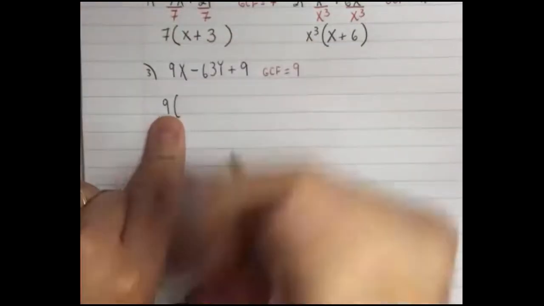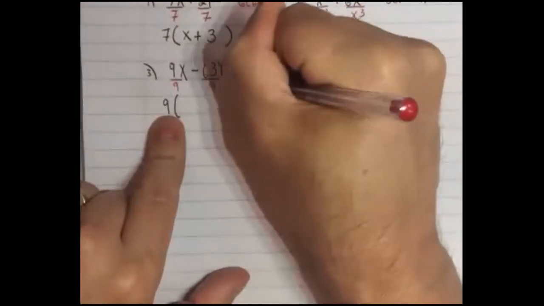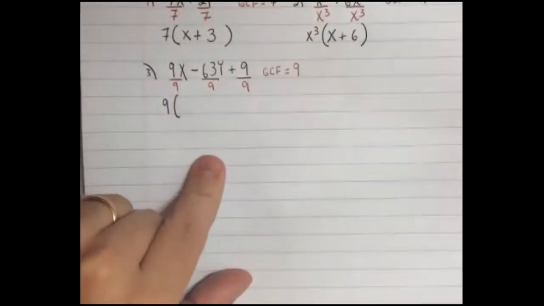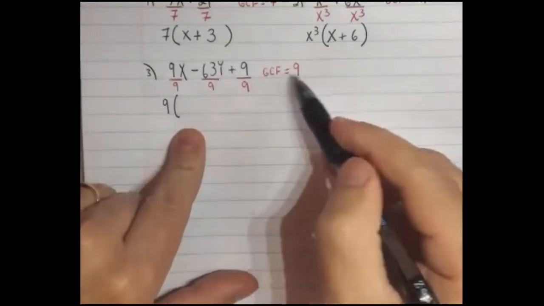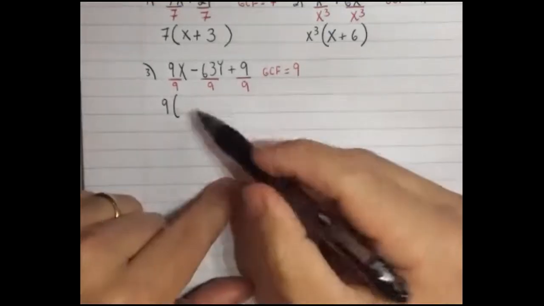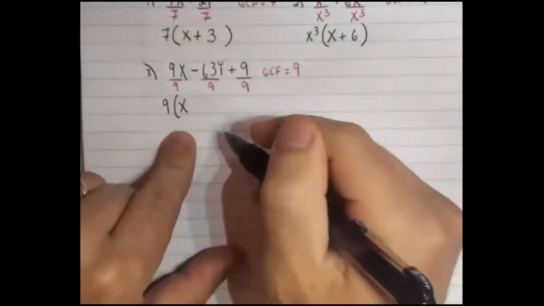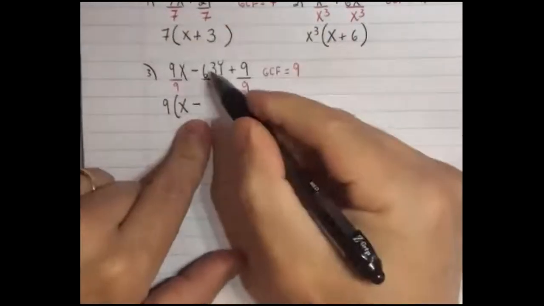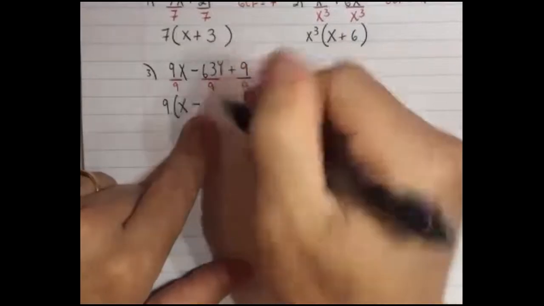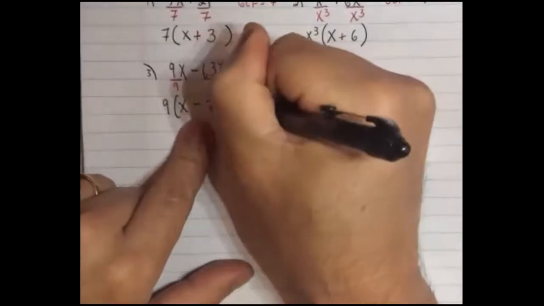So that's what I'm factoring out. That's what I'm going to be pulling out of each term. I'm pulling out 9 from each term. In other words, I'm dividing each term by 9. And the hardest part of this is just coming up with that GCF. So here the 9's cancel out, and all I'm left with is x. This is 63 divided by 9, which would give me 7, and you keep the y there.